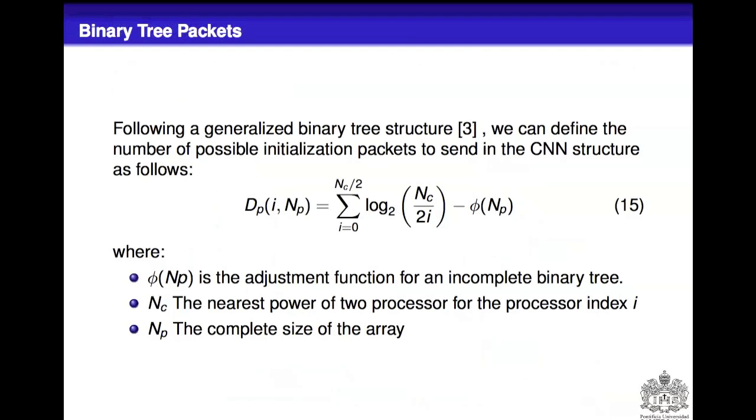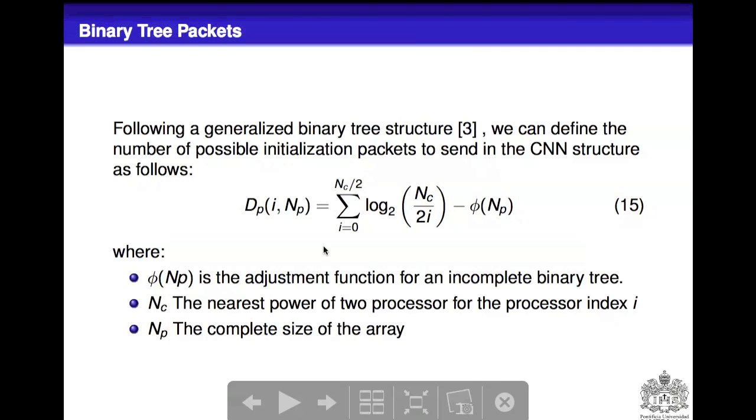Okay, and if we continue to expand this kind of model, we can describe the number of packets that could be sent per each index in the array as equation 15. Equation 15 is related to the number of processors in the array, NP, and the number I is the index of the processor that should be sent, and this phi function is an adjustment function related to the incomplete binary tree possibility.